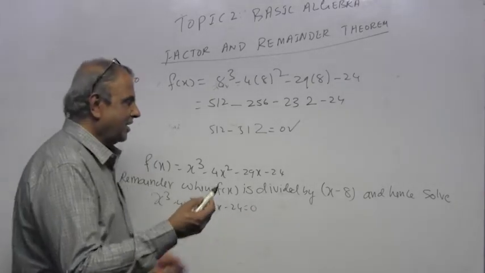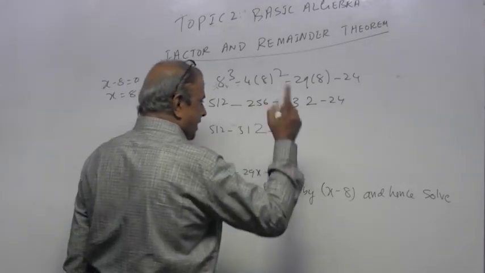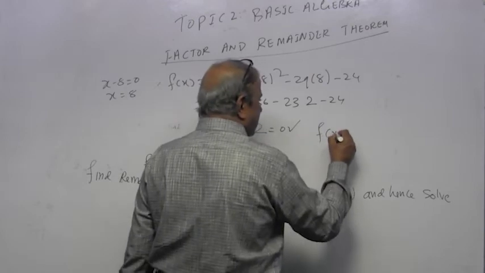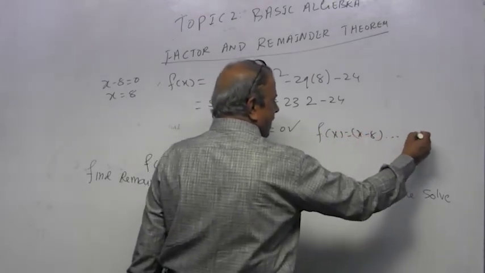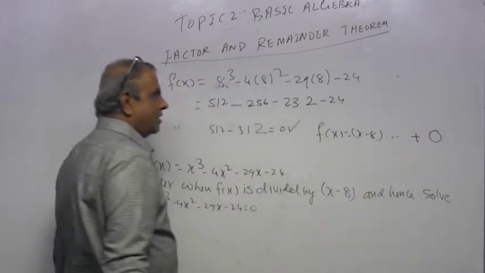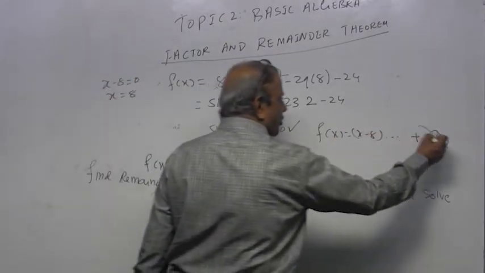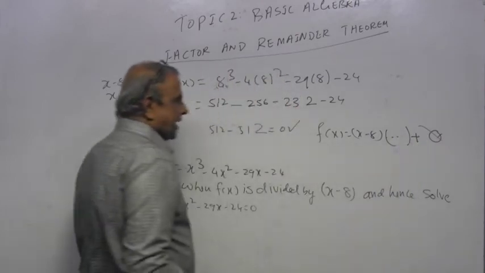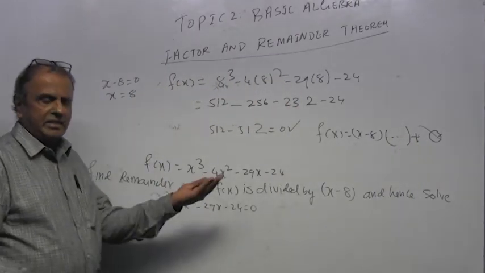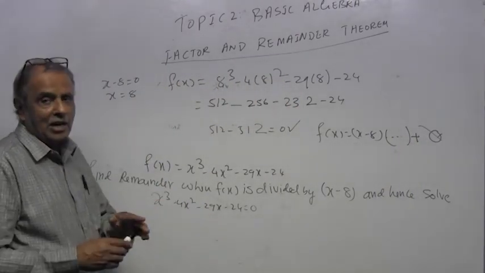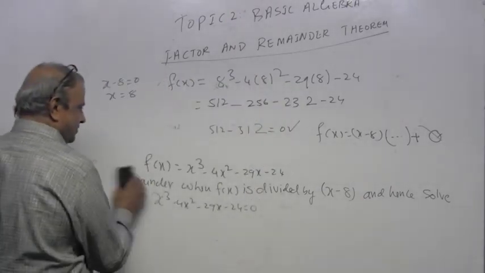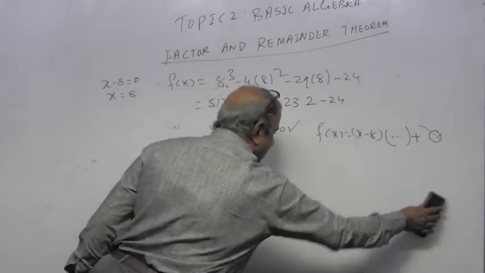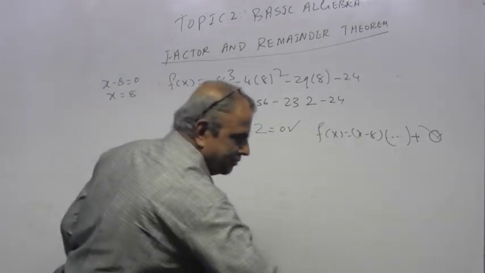That means, remember, I wrote you previously, f of x equal to x minus 8 times something plus 0. So that 0 is of no use. So I can get x minus 8 as a factor. Unfortunately, now you can't escape long division. So I'll take this, I divide by x minus 8.